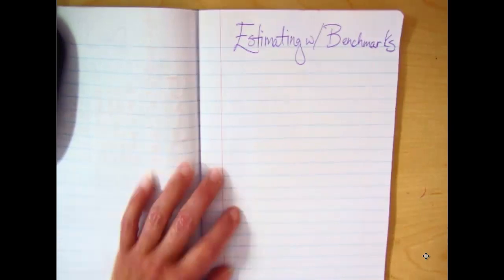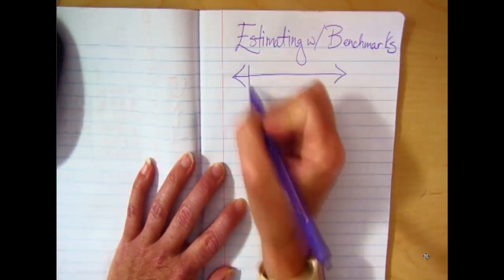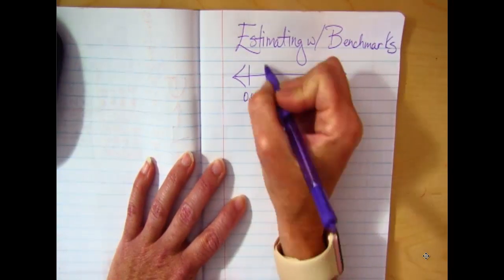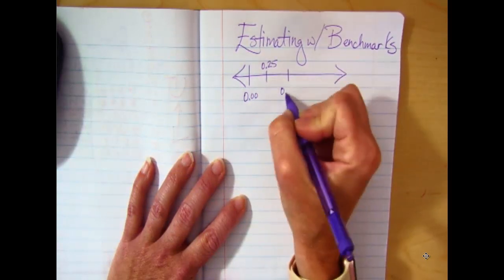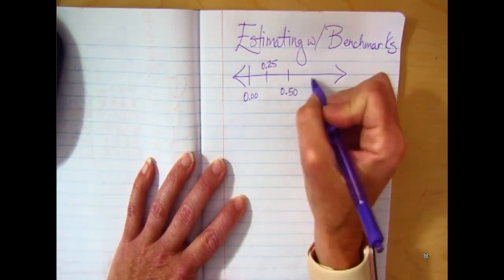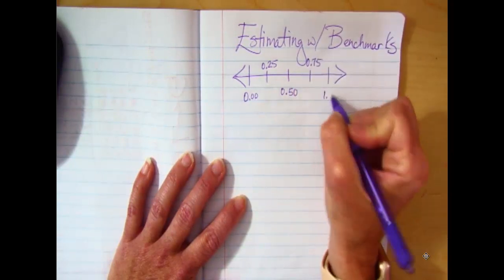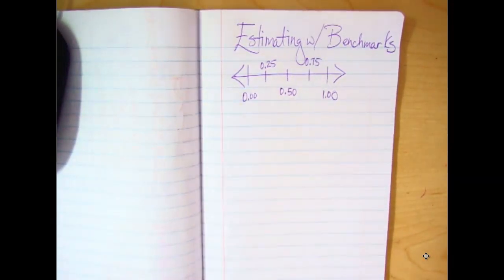If you think about it on a number line, we can all count with quarters, right? Pretty easy. 25, 50, 75, $1. When we're estimating decimals with benchmarks, we're rounding it to the nearest quarter. If you can think about it like money, this is a lot easier.